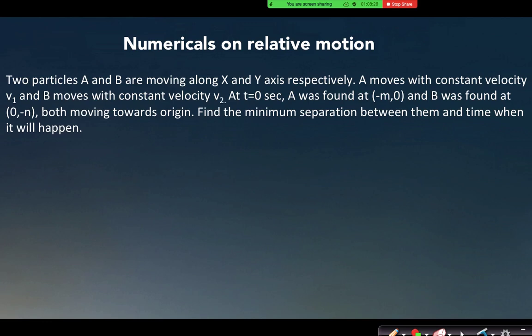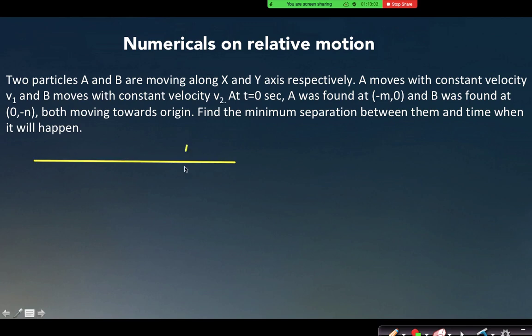Here two particles A and B are moving along the x and y axis respectively. A moves with constant velocity v1 and B moves with constant velocity v2. At t equal to 0, A was found at minus m comma 0 and B was found at 0 comma minus n, both moving towards origin. Find the minimum separation between them and the time when it will happen.